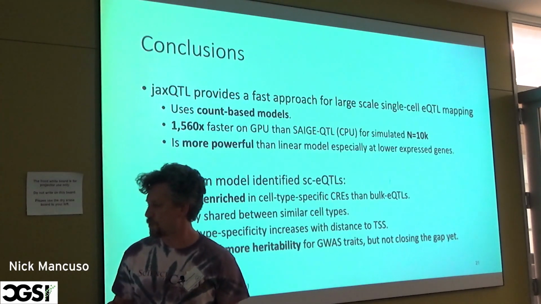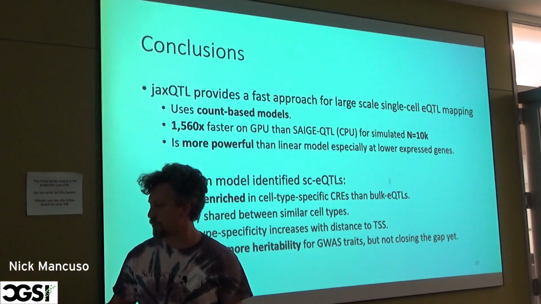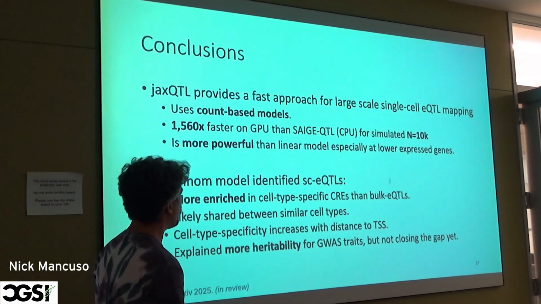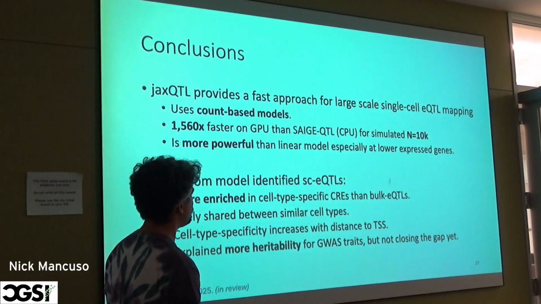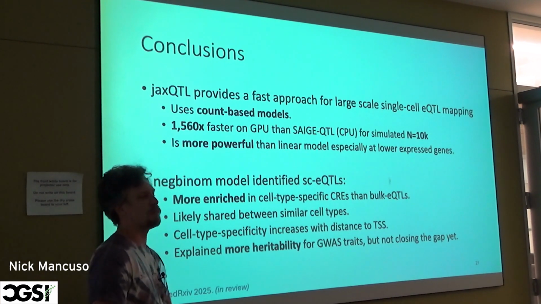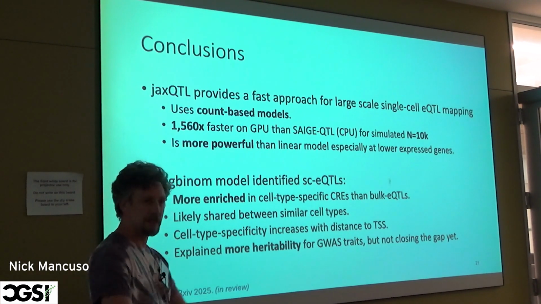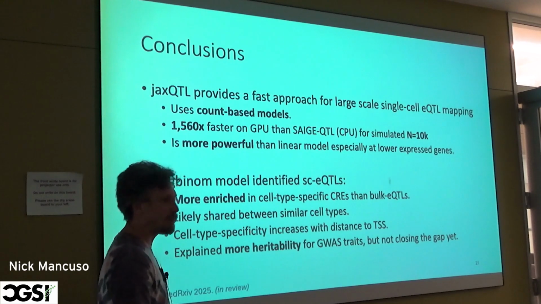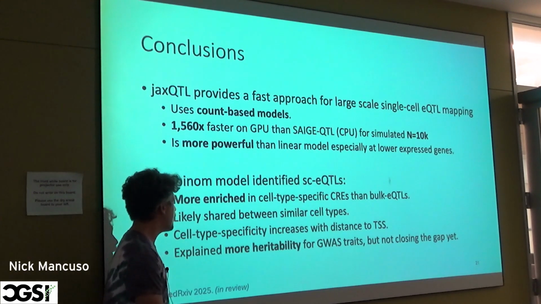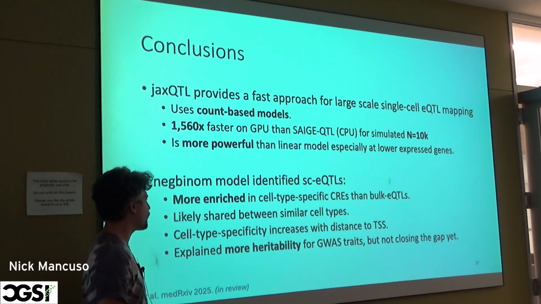In conclusion, eQTL provides a very fast approach for large-scale single-cell eQTL mapping using count-based models. It's more powerful than the linear model. We have similar power in simulations compared to SAIGE-QTL, and similar-ish power in real data. There are a number of reasons why they might differ, and I'm happy to talk offline. Things were more enriched in cell-type-specific cis-regulatory elements compared to the bulk.